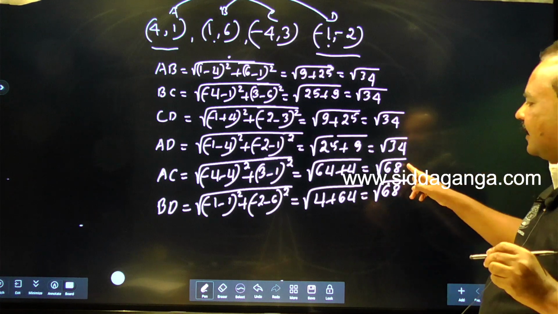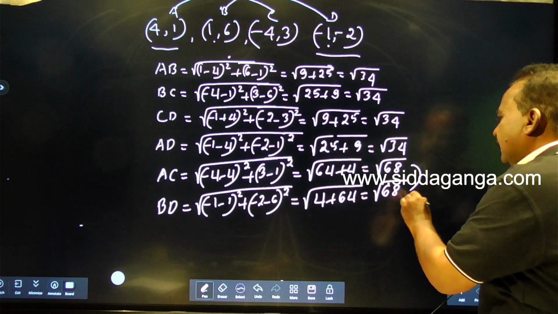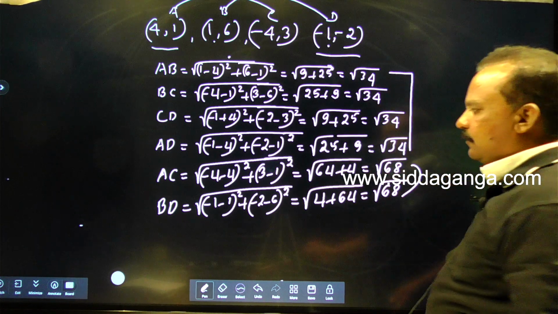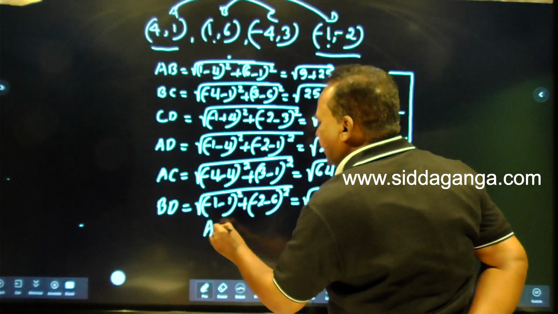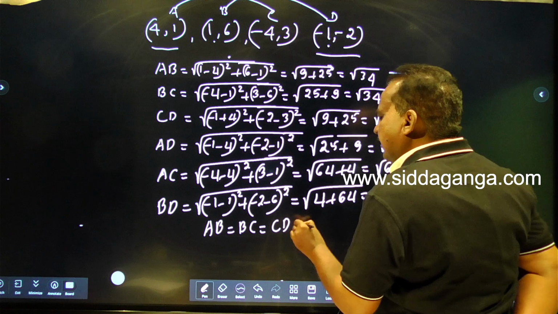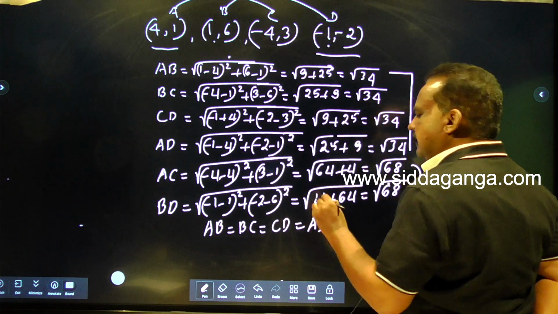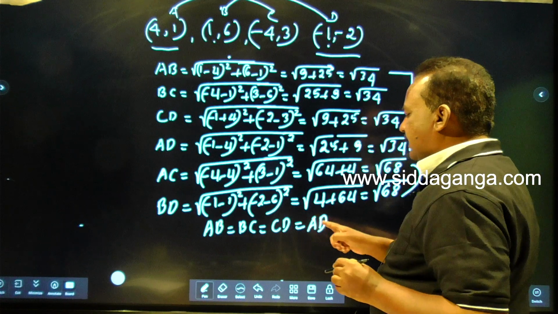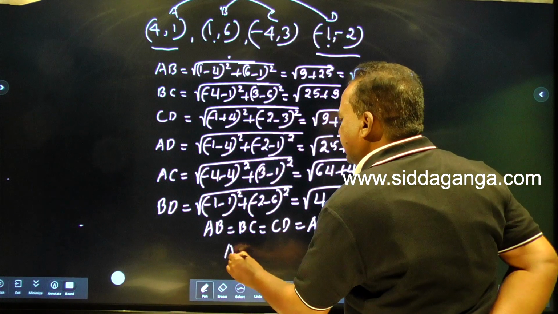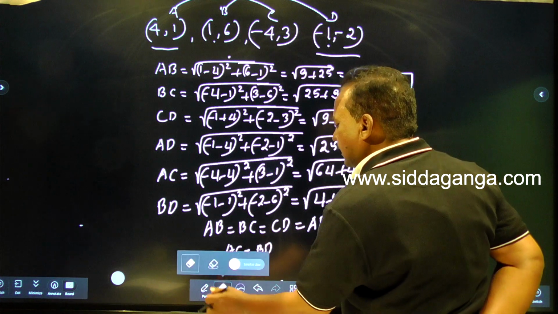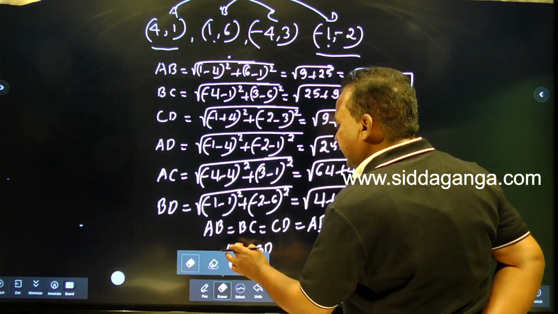See, the diagonals are equal. And these four sides are also equal. So the first conclusion is AB is equal to BC is equal to CD is equal to AD. Sides are equal. And then AC is equal to BD.